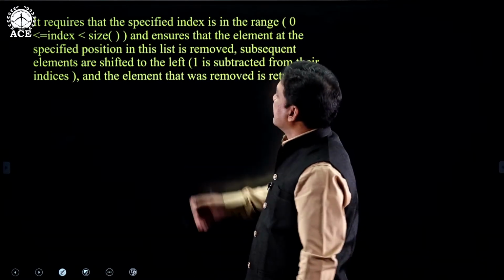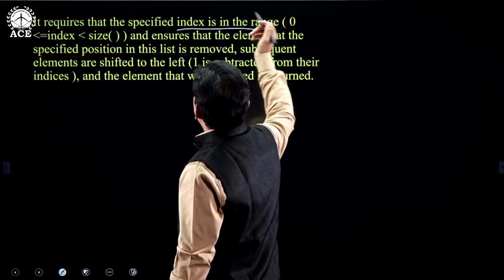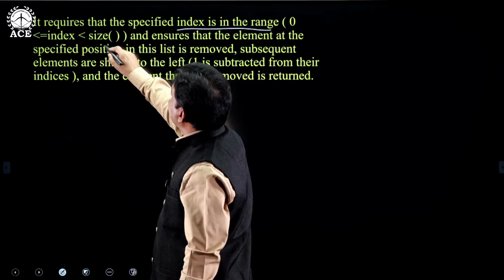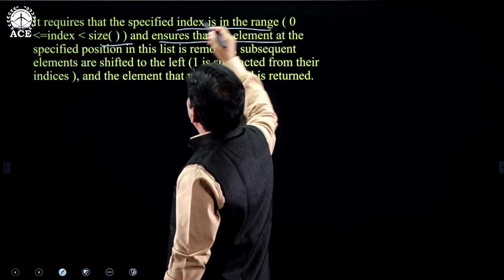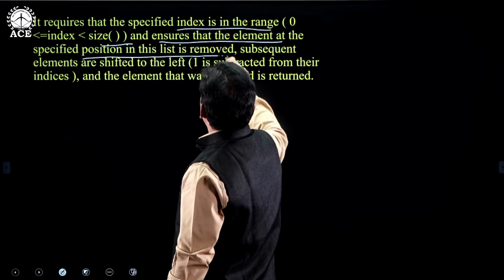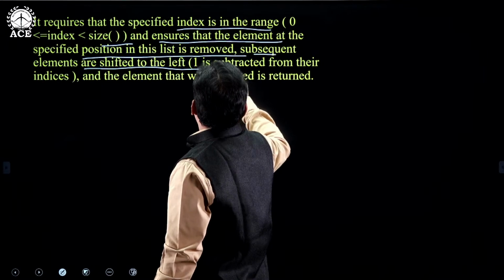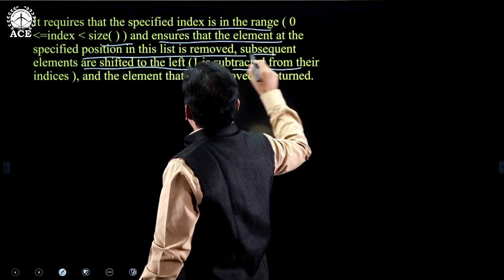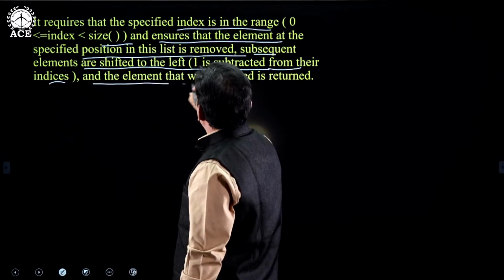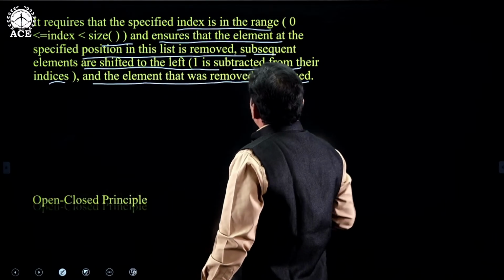It requires that the specified index is in the range 0 less than index less than size, and ensures that the element at the specified position in this list is removed. Subsequent elements are shifted to the left. One is subtracted from their indices, and the element that was removed is returned.